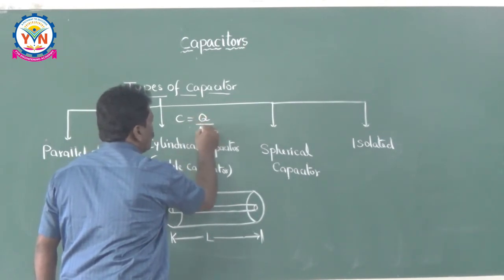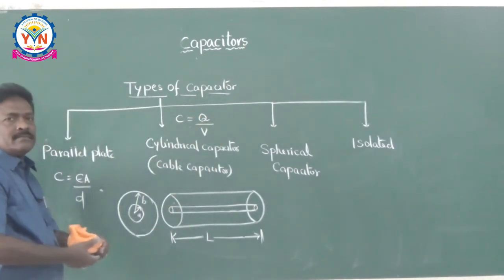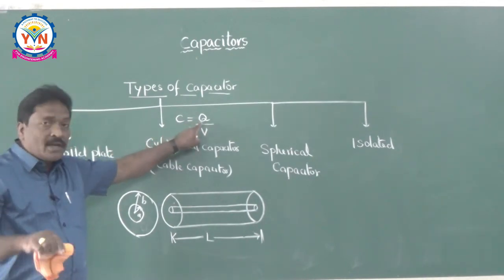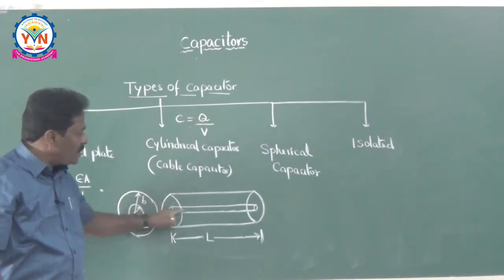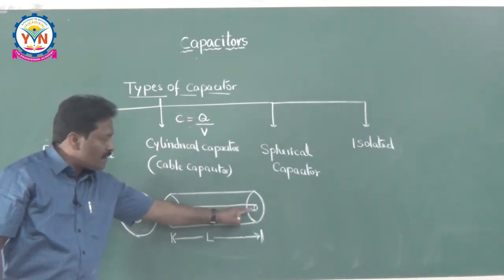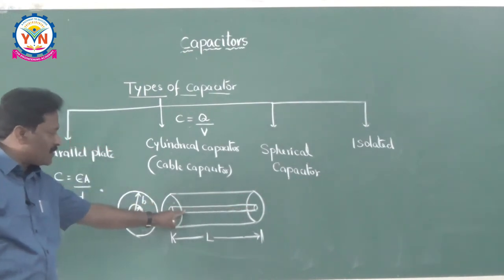C is equal to Q by V. So what is the Q? The charge enclosed. Then if you take this cable wire, what is the charge enclosed here? It is a line charge.